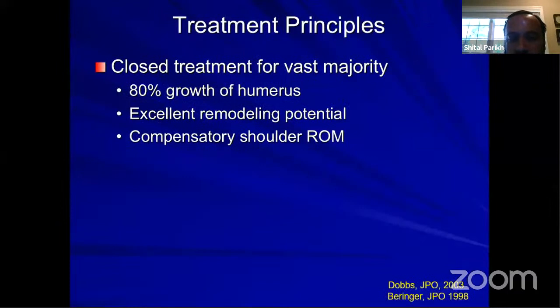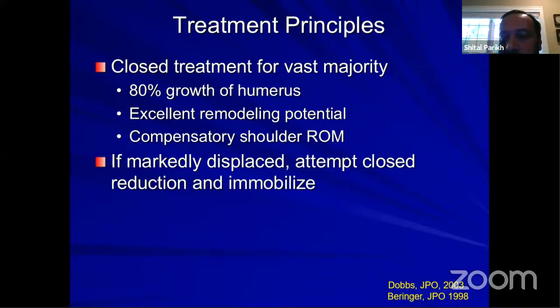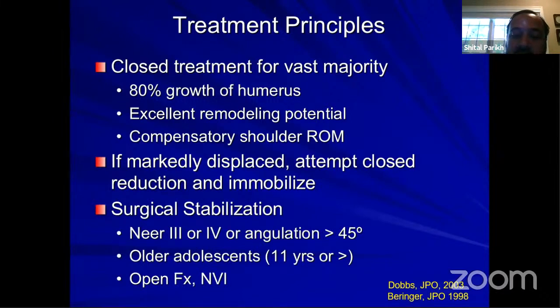So closed treatment for the vast majority of these fractures. 80% of the growth of the humerus is from the proximal physis, so there is excellent remodeling potential. And you also have compensatory shoulder range of motion. So if you have some malunion, it's not a big issue. If markedly displaced, that is type 3 and type 4, then we should attempt closed reduction and immobilize. And then if the reduction is unstable, then you need to fix it.